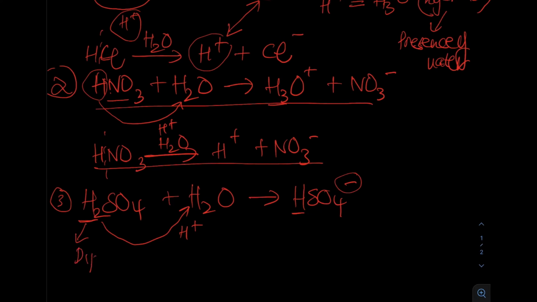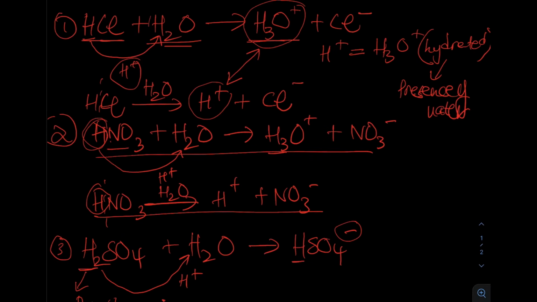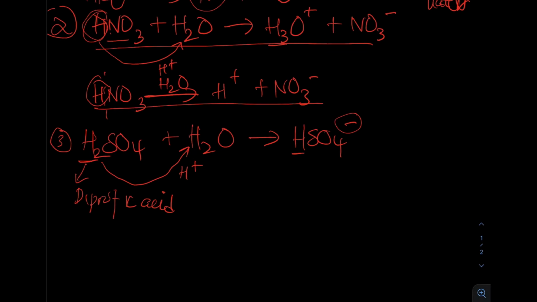We call this one a diprotic acid. That means it can donate 2 protons. These ones are monoprotic acids. They can donate 1 proton. But sulfuric acid can donate 2. So now it has already donated 1 and it's left with 1, so there should be a minus there. What's going to be formed there? When that water accepts that proton, it's going to be H3O plus. Now, that's the first ionization. We call this one the first ionization.